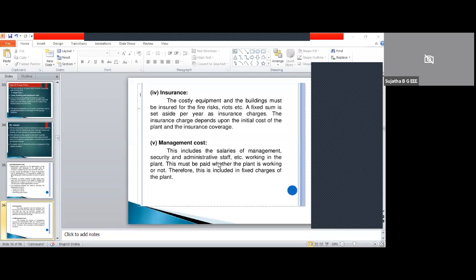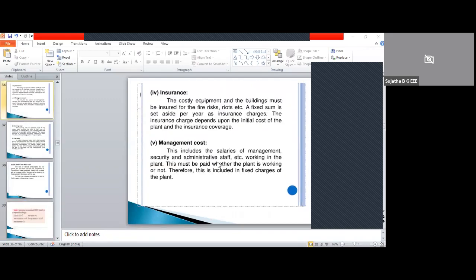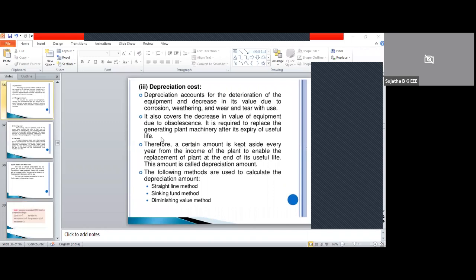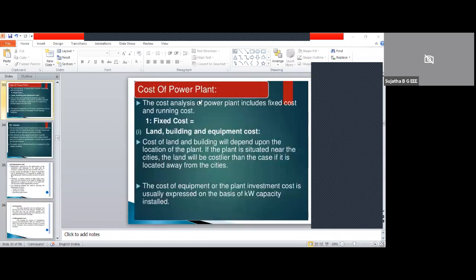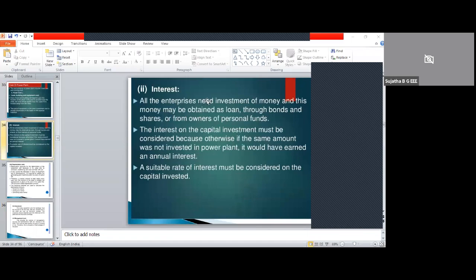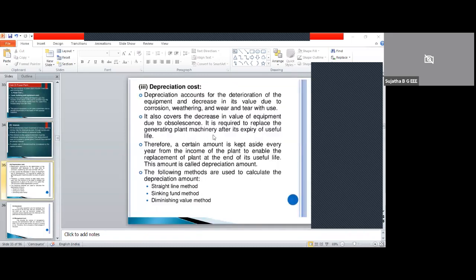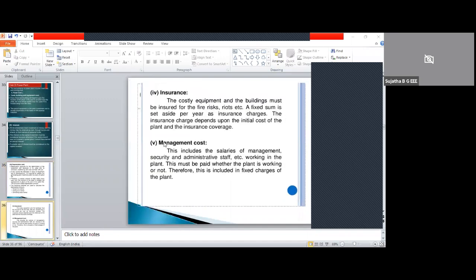So this is all about the fixed cost. Under fixed cost, we have five terms: land, building and equipment cost; interest for the amount you have taken; then depreciation cost, because as the years pass by, the value will go down and finally you may have to replace it with a new one, so every year an amount has to be kept aside, this is the depreciation amount. Then you also have to pay for the insurance, then management cost.